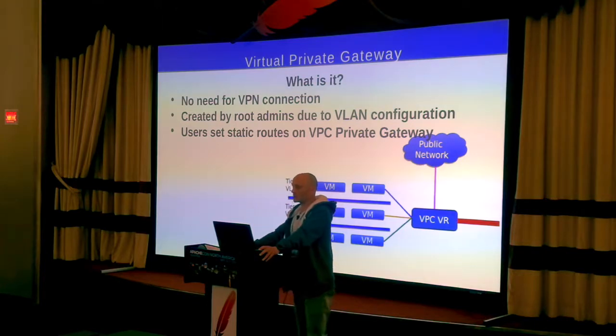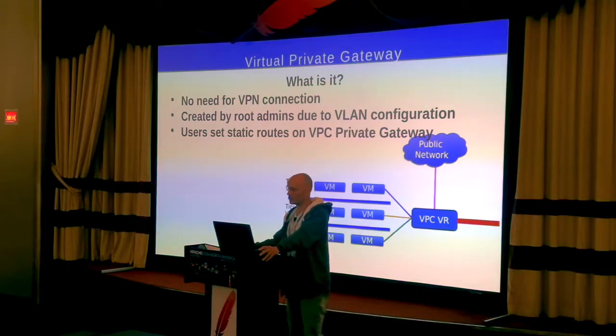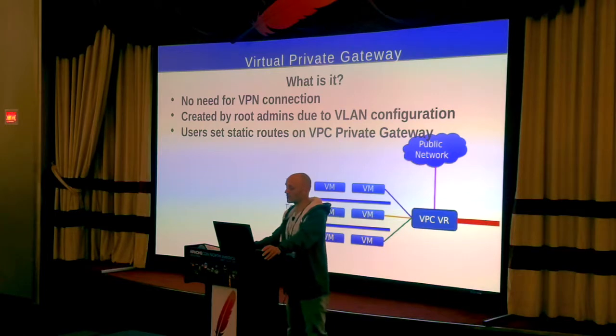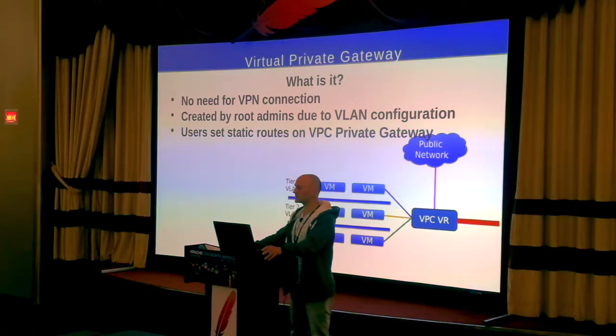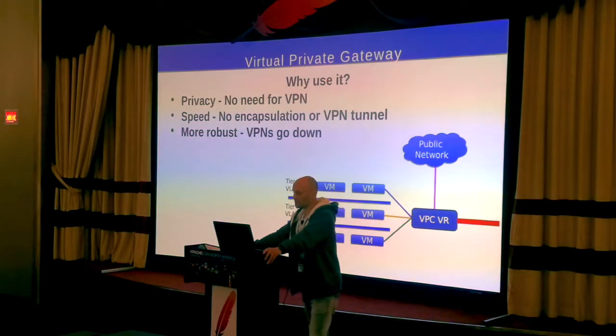But also the private gateway must be set up by root admins, and this is because they need to specify what VLAN needs to be used. So regular users are not able to set up these private gateways. But what they can do is afterwards they can go ahead and add static routes to the private gateway.